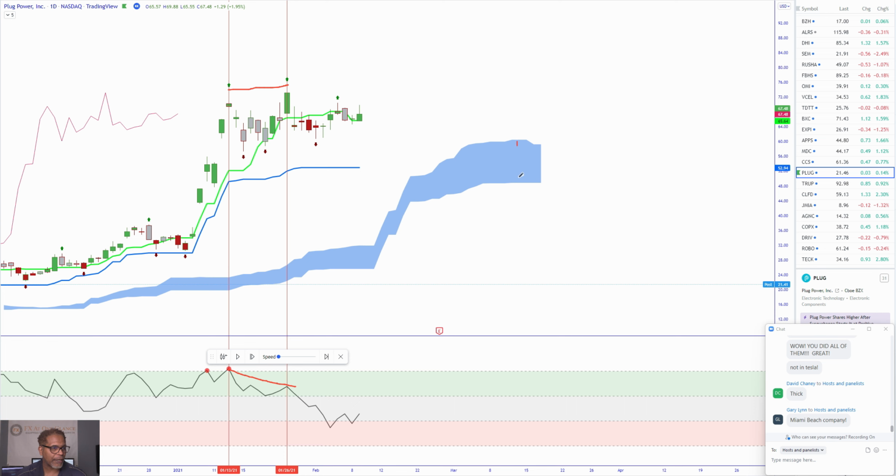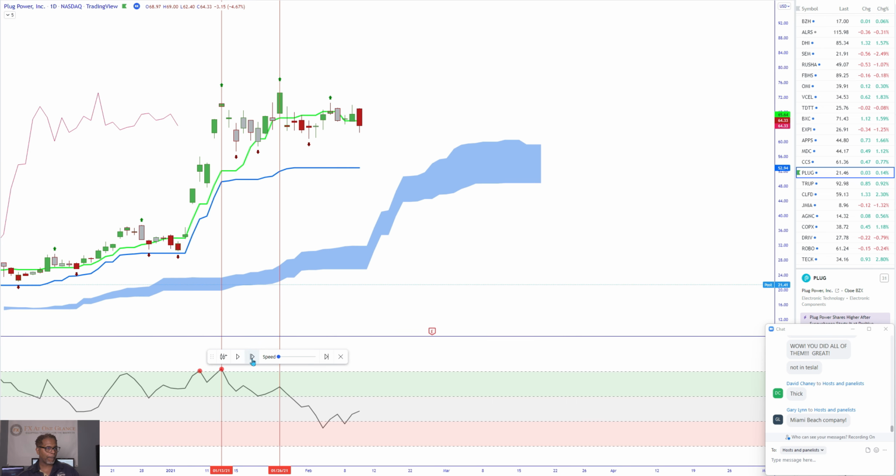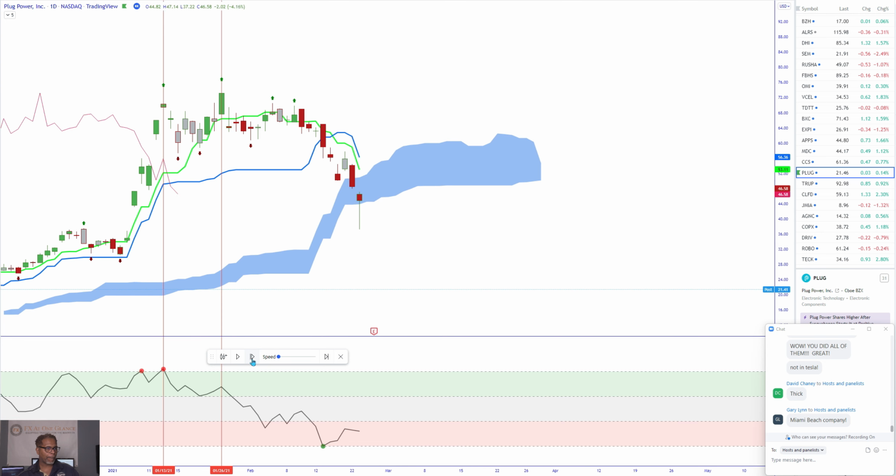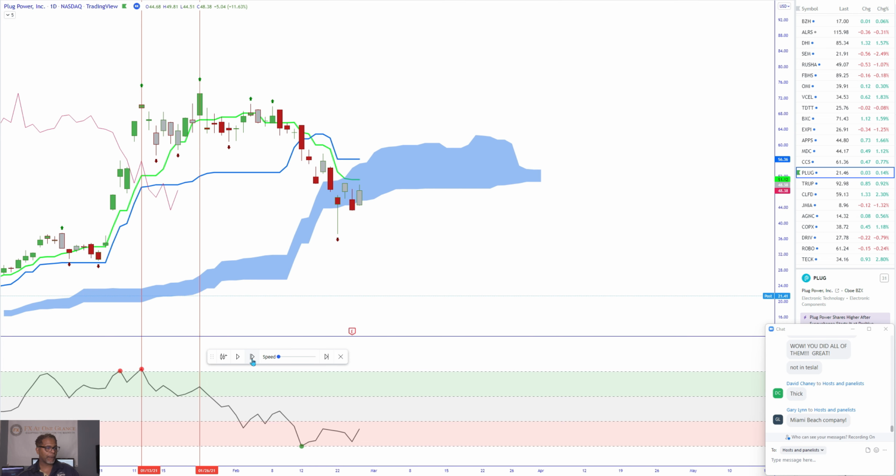My cloud was thick. Not super thick, but it was thick. I've seen thicker clouds than that. That's a sign for me. And look at the distance between Tenkansen and Kijunsen at this point. Too much. Disequilibrium. We're going to see the market probably drop. That's what I would be telling you. And what happened? The market dropped. Big time.